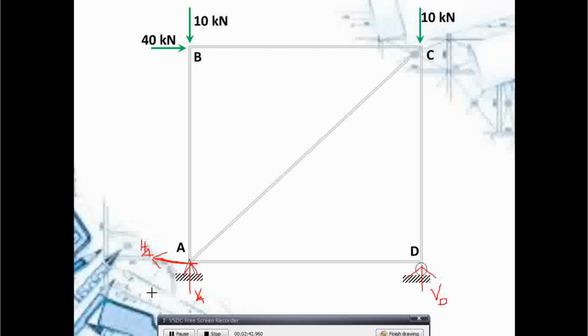So, how are we going to determine the values of our reactions? Again, we're going to use your static equations. What are those static equations again? Summation of forces horizontal, summation of forces vertical, and the summation of moments. So, I'll start with summation of moments. If I take a moment at point A, HA and VA are eliminated. What I get here is the value of my VD.